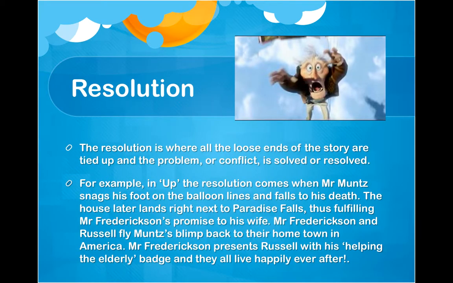Resolution. The resolution is where all the loose ends of the story are tied up and the problem or conflict is solved or resolved. For example, in Up, the resolution comes when Mr. Muntz snags his foot on the balloon lines and falls to his death. This resolves the problem because he is no longer after the bird. The house later lands right next to Paradise Falls, thus fulfilling Mr. Fredricksen's promise to his wife.